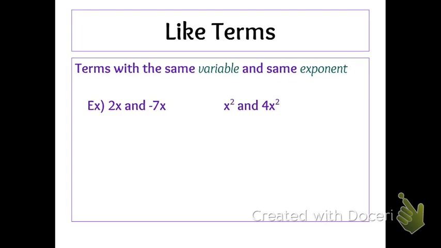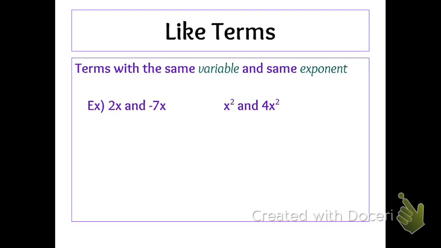All right, and this is our last vocab term for this video, the concept of like terms, which you've seen in the past. They're just going to look a little bit more complicated in this section because we have more variables to deal with. So, a like term just means that it has the exact same variable part. So 2x and -7x, those are like terms. x squared and 4x squared, those are like terms.